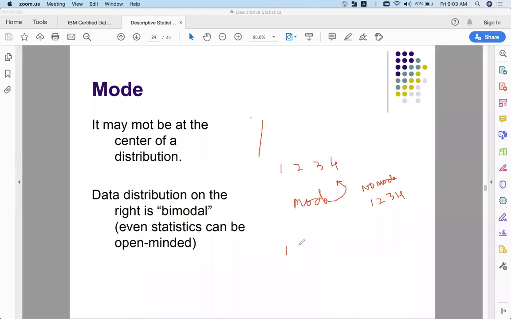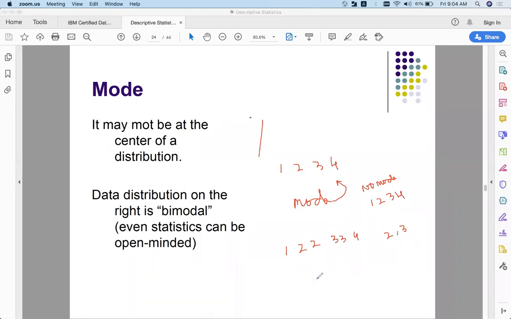What about this case? Mode is 2 and 3. Should it be one value, or can more than one value be the mode? Yeah, you can have more than one mode, Surendra.